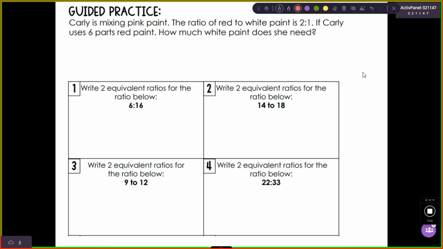This is when tables are your very best, and you're going to take one sentence at a time. So I want you to put your pencil down, and I want you to give me hands and eyes, laser. So hands, eyes. Okay? I want you to pay attention here. We know Carly is mixing pink paint. Can we do anything with that sentence? No, but we know she's mixing pink paint. The ratio of red to white is 2 to 1, that's my ratio in my table.